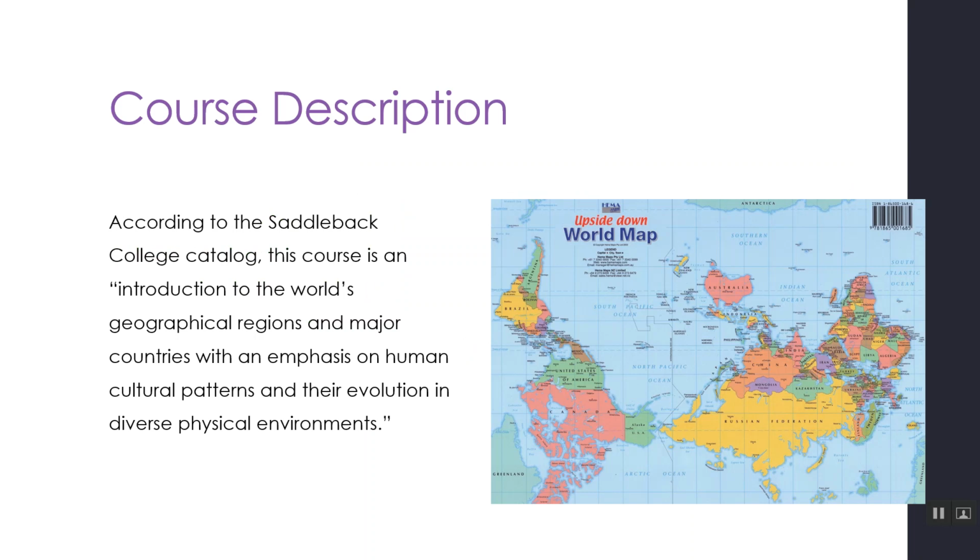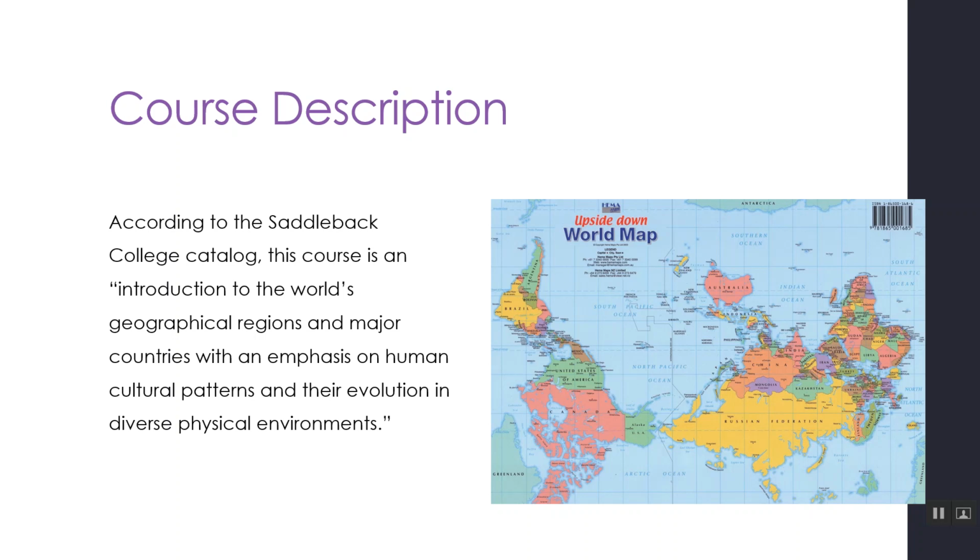So our course description, according to the Saddleback College Catalog: this course is an introduction to the world's geographical regions and major countries with an emphasis on human cultural patterns and their evolution in diverse physical environments. So we are going to cover a variety of regions. We're going to cover all of the geographic regions of the world with the exception of the US and Canada. I have to cut one, and so that is the one that winds up getting cut.